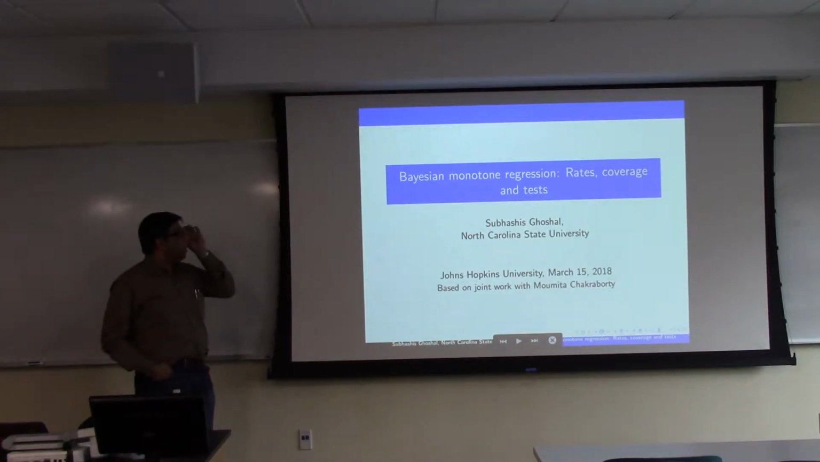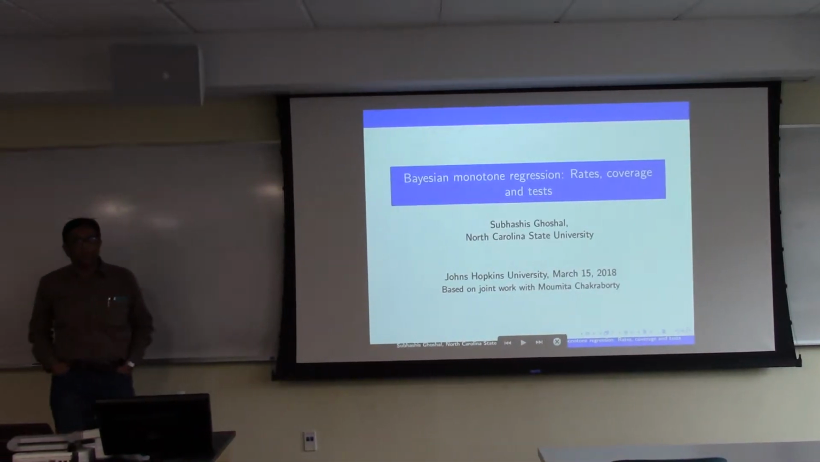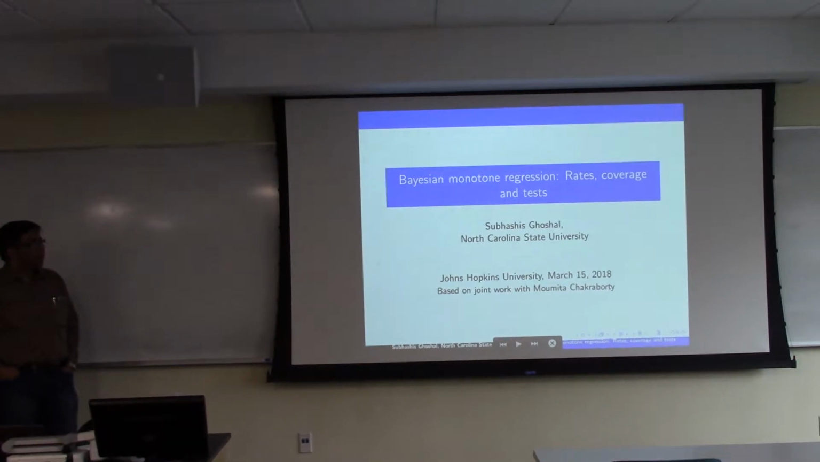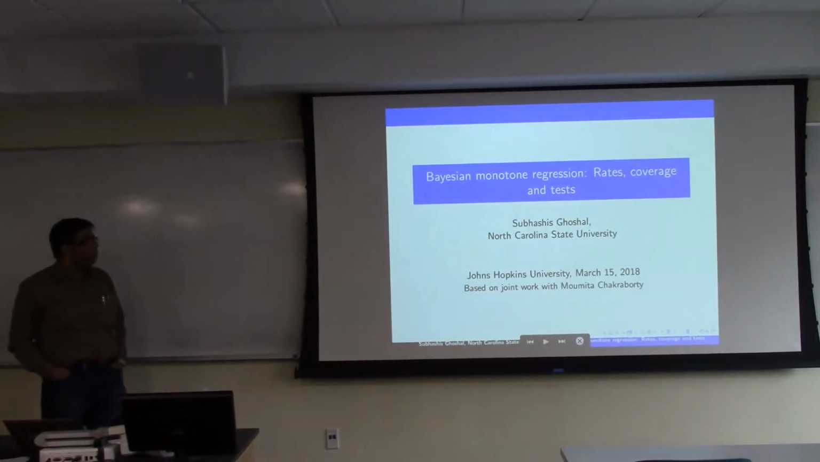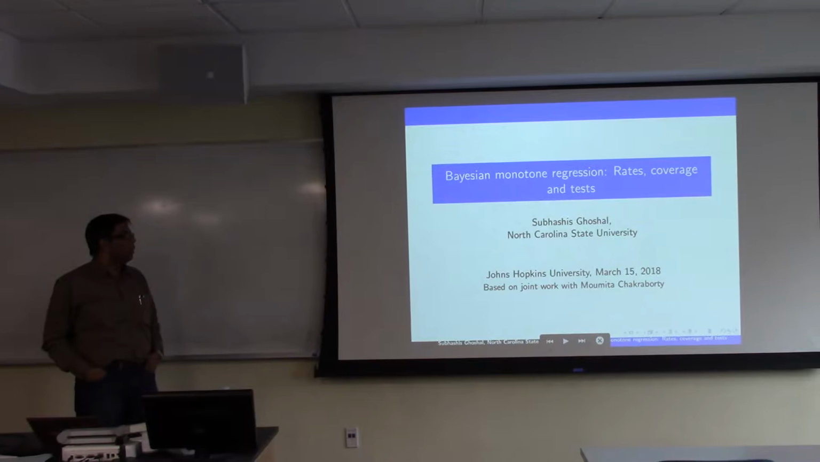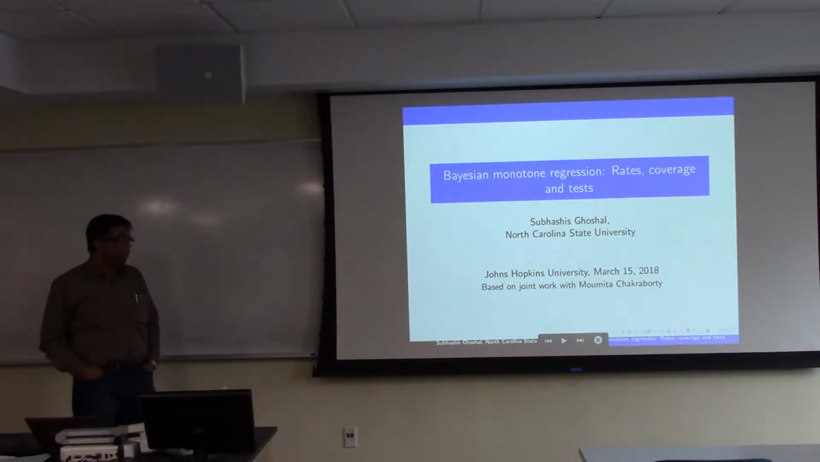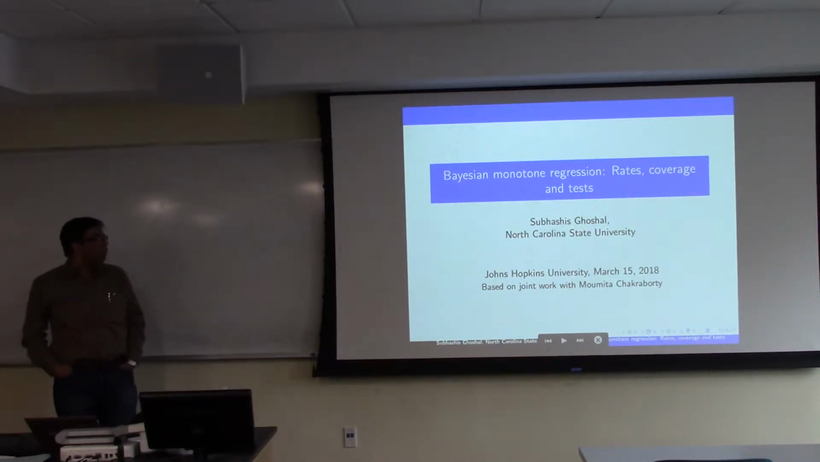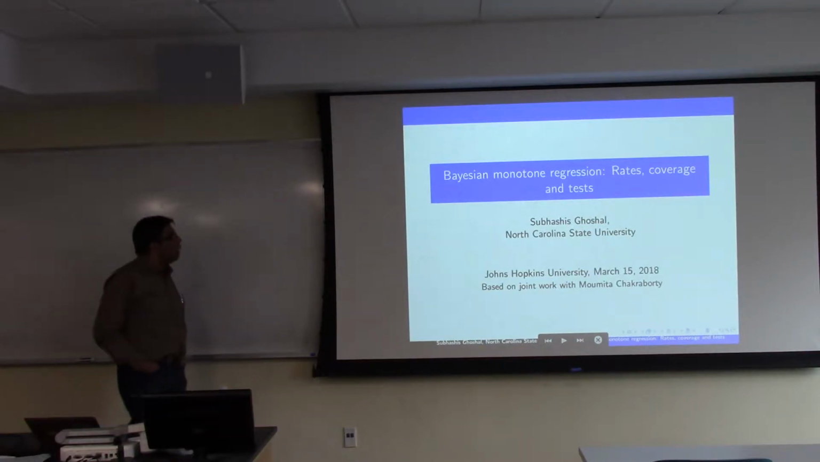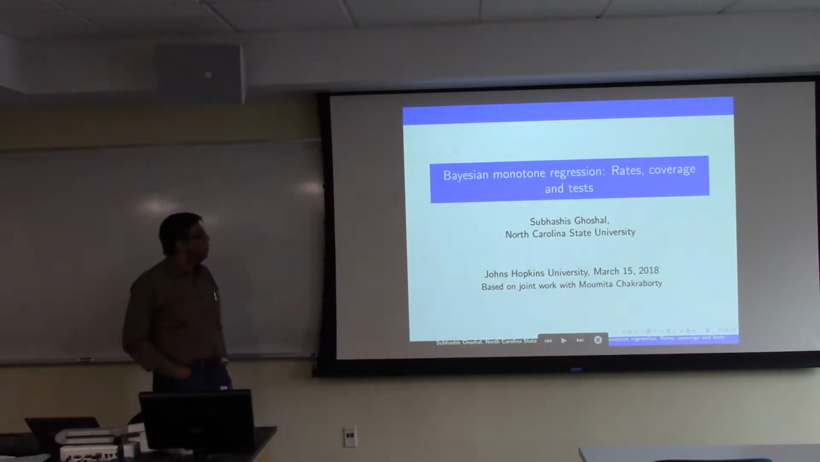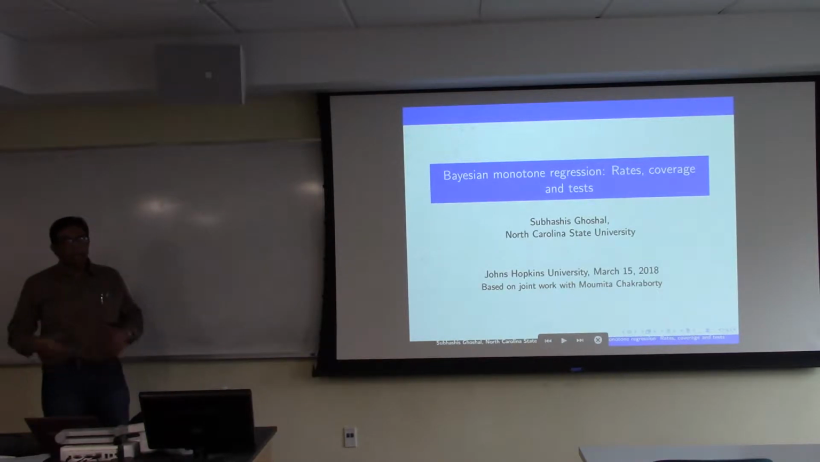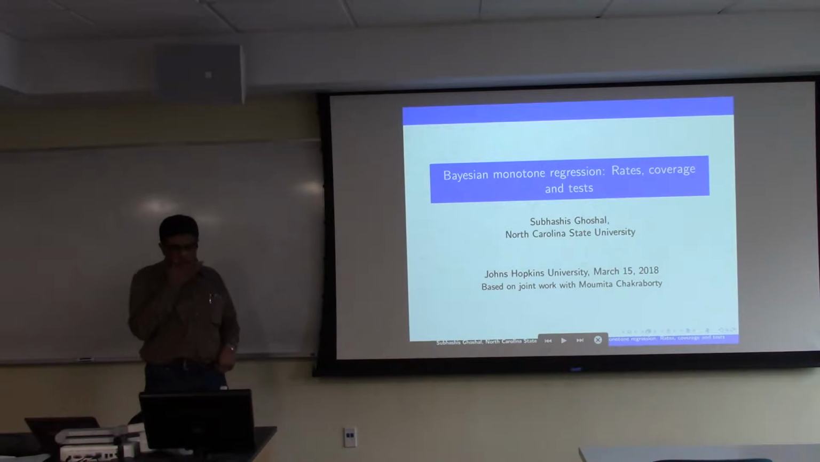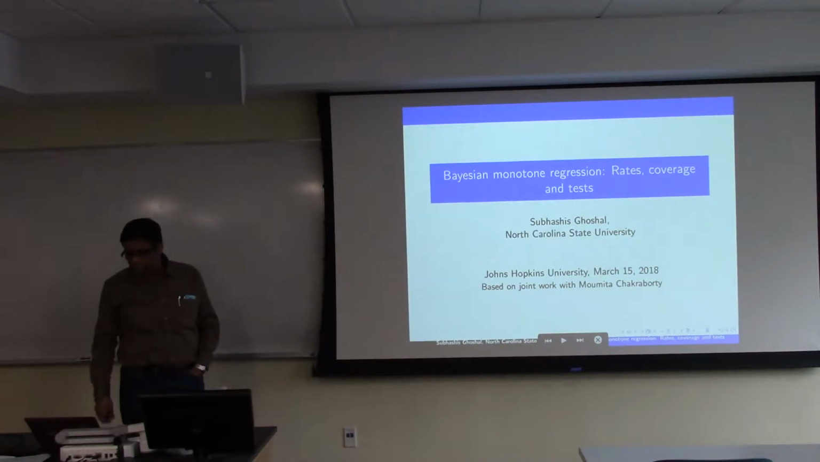Today is about monotone regression, where the regression function is increasing or decreasing in the predictor, which is one-dimensional for the moment. And we'll talk about the rates of accuracy for Bayesian estimation, then uncertainty quantification and how it matches with frequentist uncertainty quantification, and how to test this kind of shape constraint using Bayesian methods.